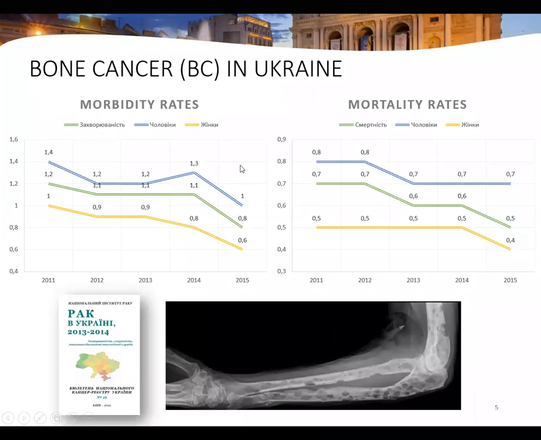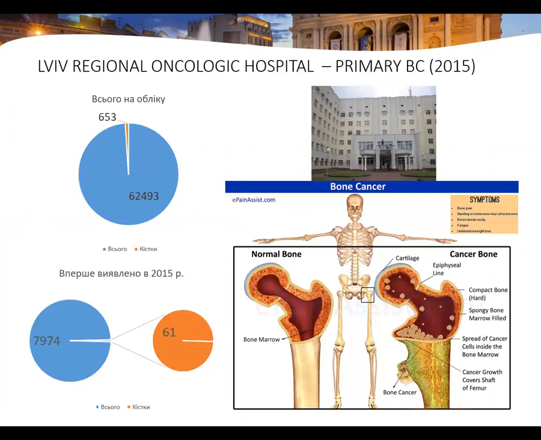epidemiological situation. In Ukraine, maybe it will be of interest to you, you can compare with your countries. According to our cancer registry, the mortality and morbidity rates decreased a little bit during the last 5 years, but still remain at a high level. If we talk about primary bone cancer, for example, in 2015, there were 61 persons detected with primary bone cancer in Lviv region.